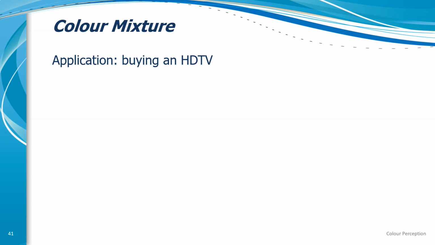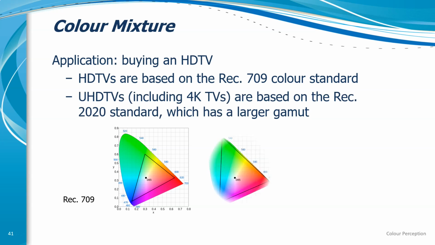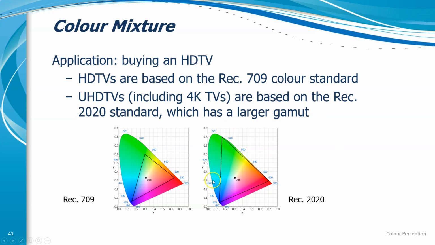And I do want to point out an application of the CIE chromaticity space if you're buying a television, for example. Especially a high-definition television. They're based on the Rec. 709 color standard. There we go. If you have an ultra-high-definition TV, including a 4K TV, that's based on the Rec. 2020 standard. And if you take a look at the gamut, it's actually larger. If you take a look at the triangle inside of the gamut, it is way bigger.